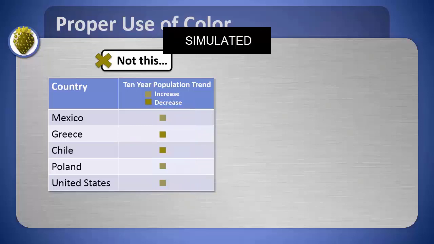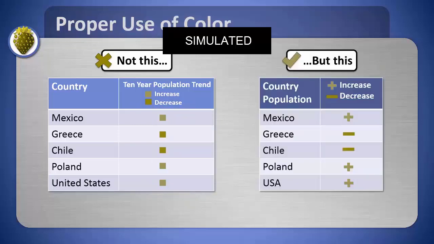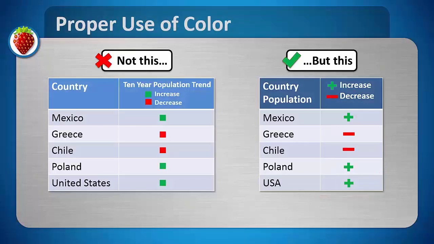So rather than just using color, you can still use color, but also use something else that indicates the difference in the information. For example, here, we've still got red and green, but we're using pluses and minuses for an increase and decrease in the population. So someone can look at the symbols and still tell the differences in the information.